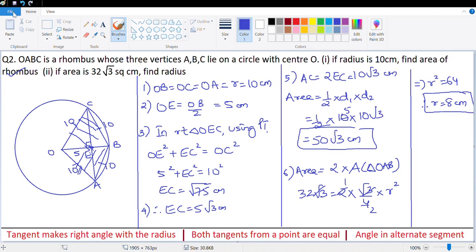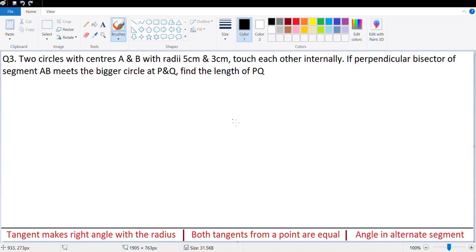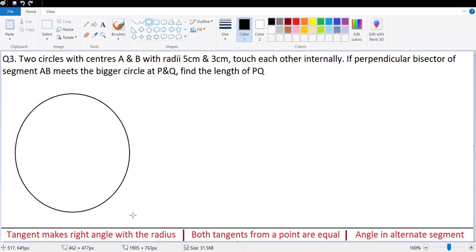Let's look at the next question. The next question that we do is question number 3. Two circles with centers A and B with radii 5 and 3 touch each other internally. So I have a bigger circle of 5 centimeter and then I have a smaller circle of 3 centimeter, and they touch each other internally.